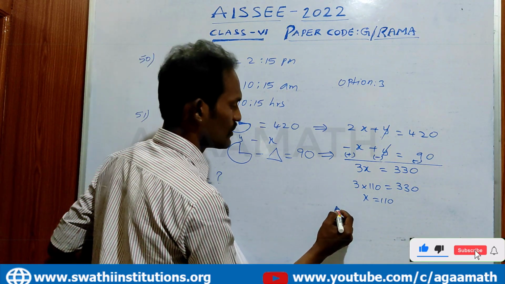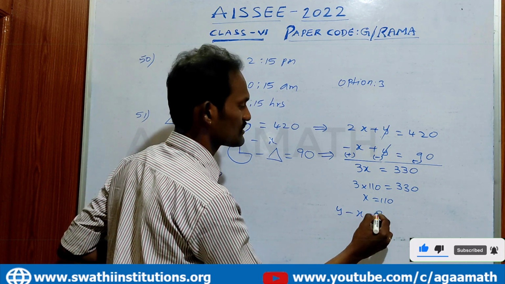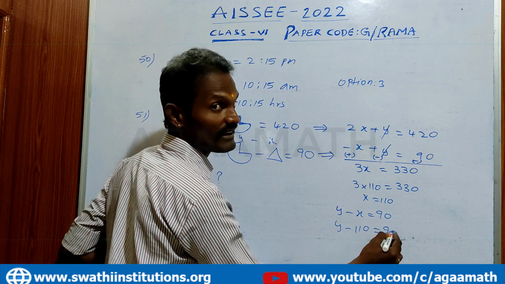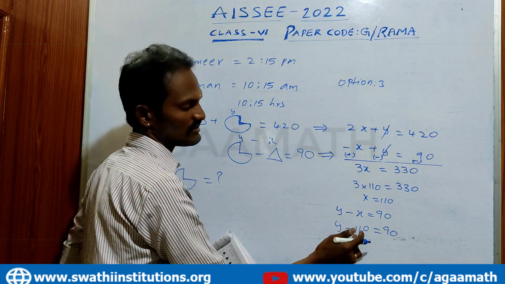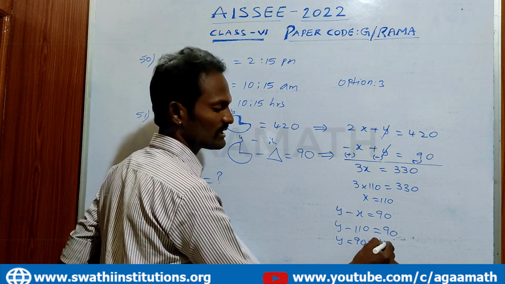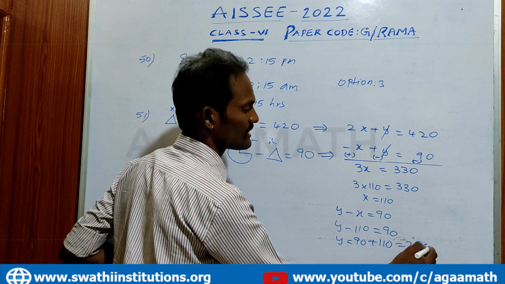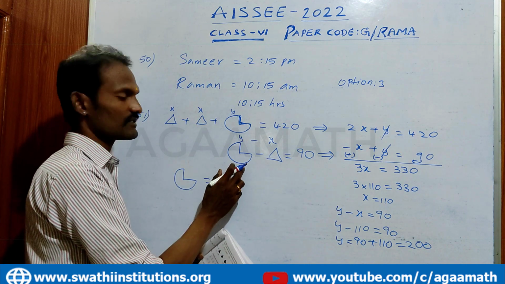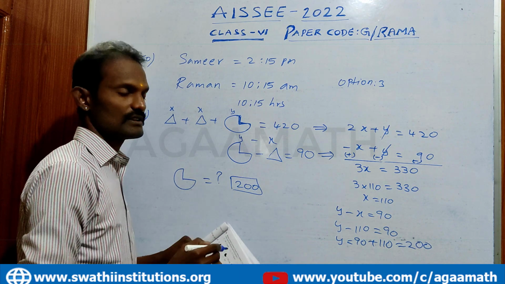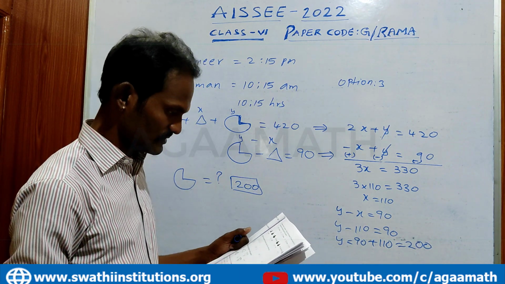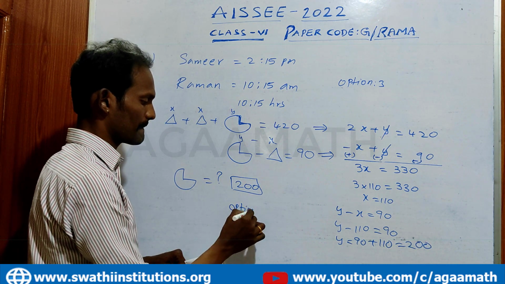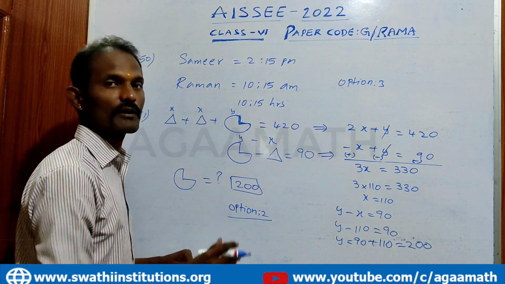Now you have to know what this one would be. It means y minus x equals 90. We know that. So y minus 110 equals 90. If you transfer the minus 110 there, it becomes 90 plus 110, which equals 200. So y indicates this part of the circle, which equals 200. So what is the right option here? The right option is 2. Option 2 is the right answer.